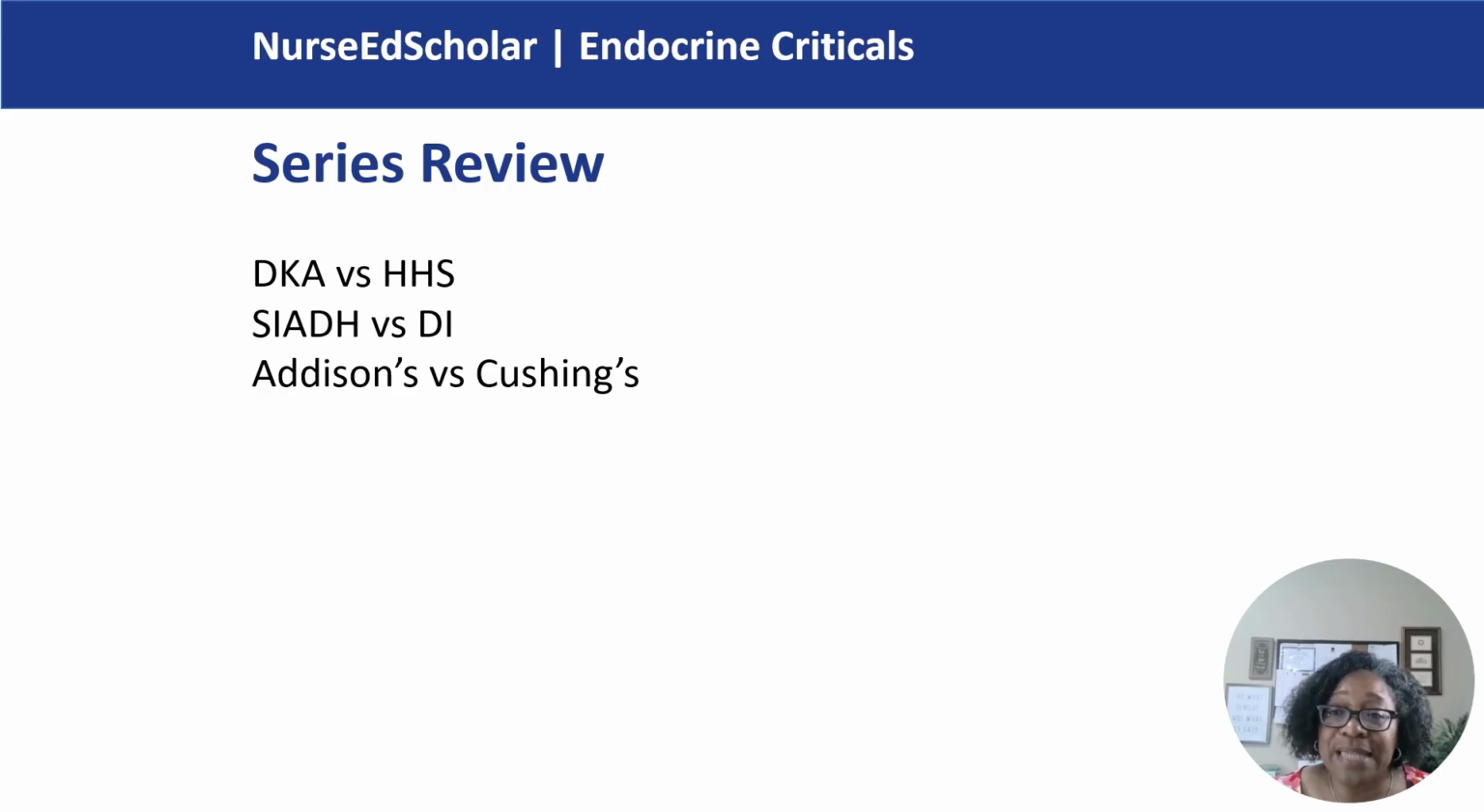So hopefully now you understand those thyroid emergencies. We've officially covered the most important endocrine criticals. If you haven't seen them, please go back and look at DKA versus HHS, SIADH versus diabetes insipidus, Addison's versus Cushing's, because together, this is how you're going to master endocrine for the NCLEX exam.